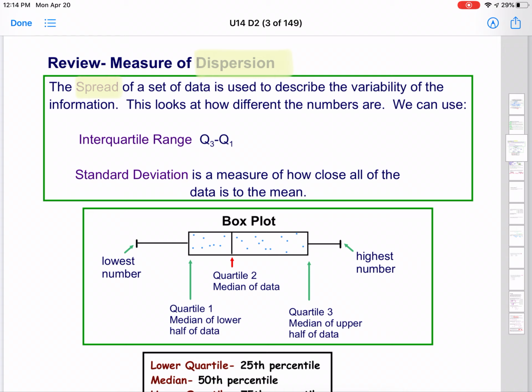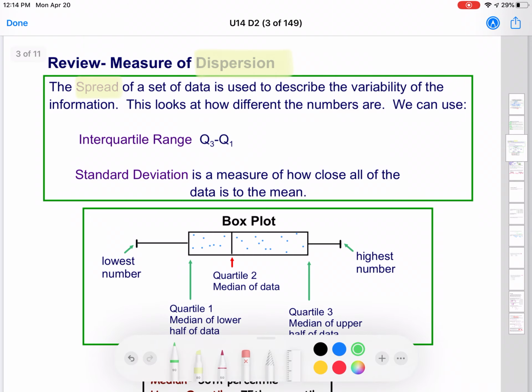All right, so dispersion. Dispersion is just looking at the spread of the data. It says the spread of a set of data is used to describe the variability of the information. This looks at just how different the numbers are. All right, so we have interquartile range, which is quartile 3 minus quartile 1. And we'll talk about the quartiles in a second.